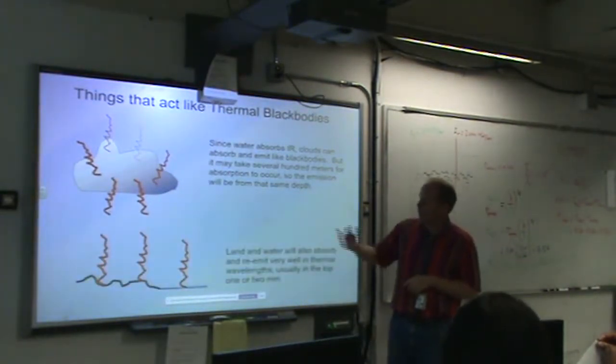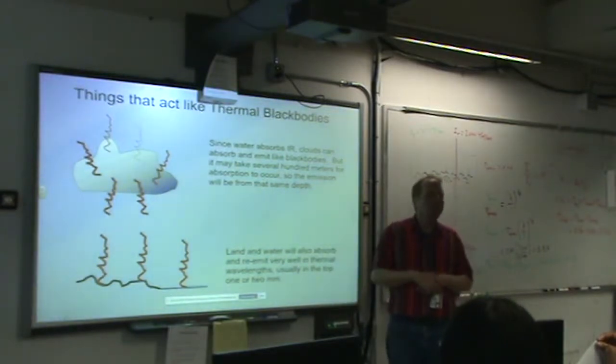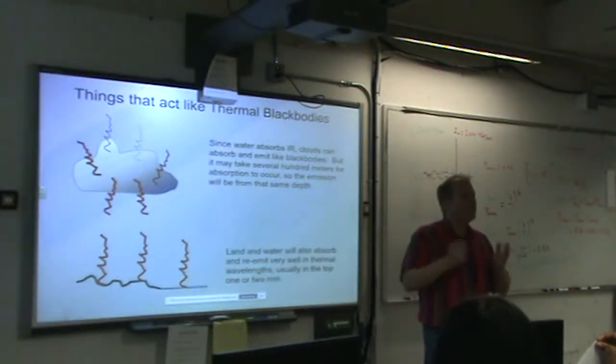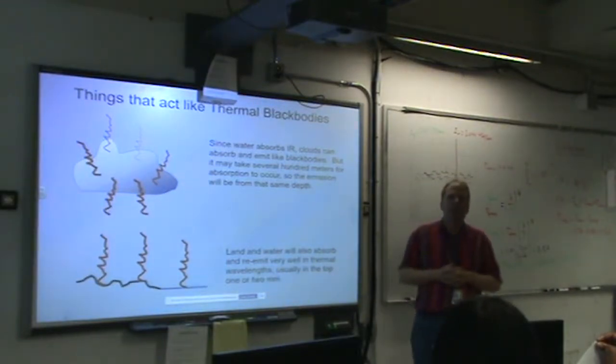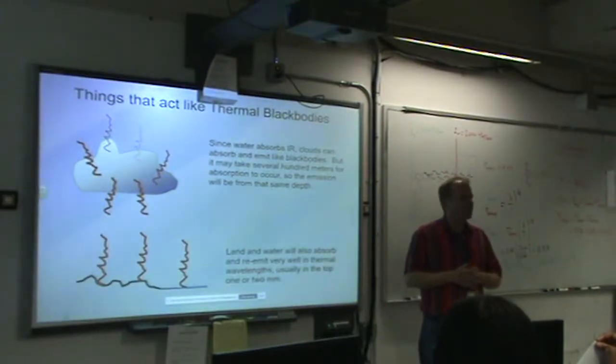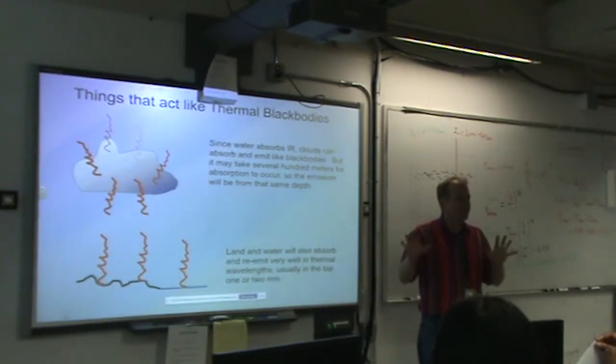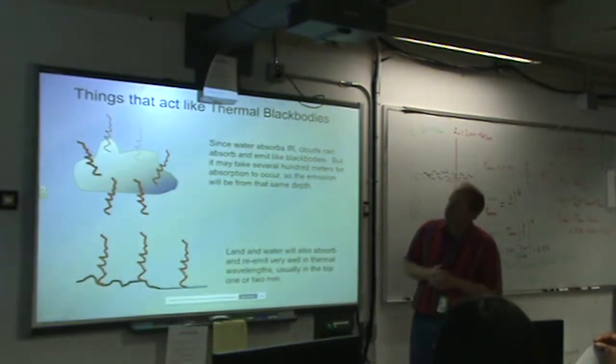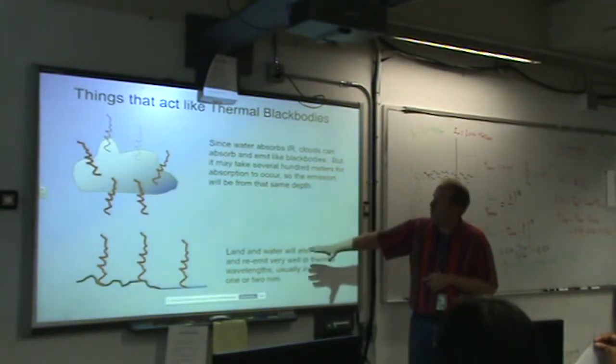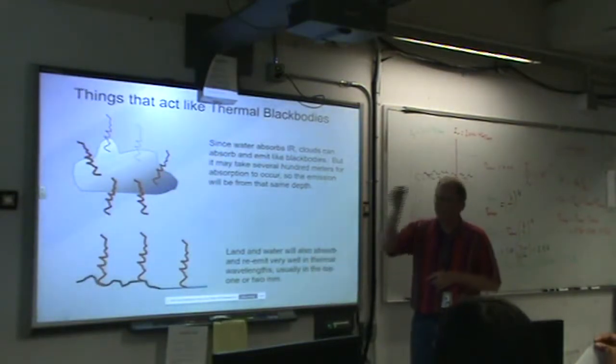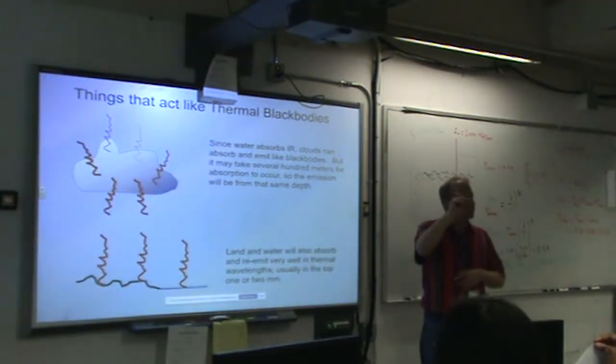Now, what else? Land and water, these things will also absorb very efficiently, so they're going to emit fairly efficiently. Now, some materials are not going to have 100% emission efficiency. We're going to come back to that. Most things are around maybe 95% perfect absorption efficiency, so they're going to emit kind of like that. But if you're looking at water or if you're looking at ground, you're looking at usually a few millimeters into the surface. That's the temperature that you're looking at.